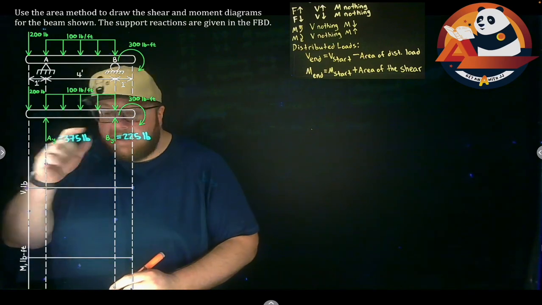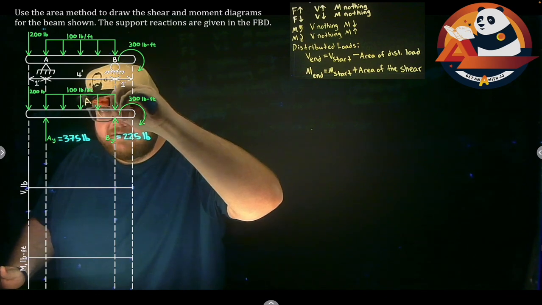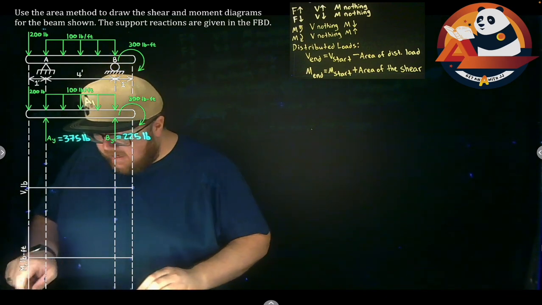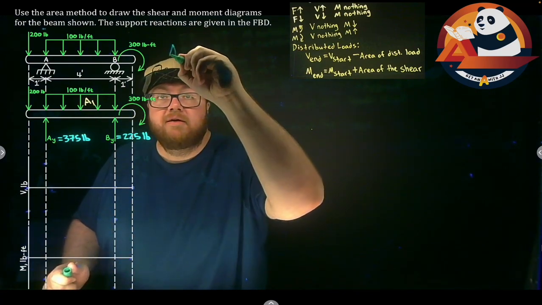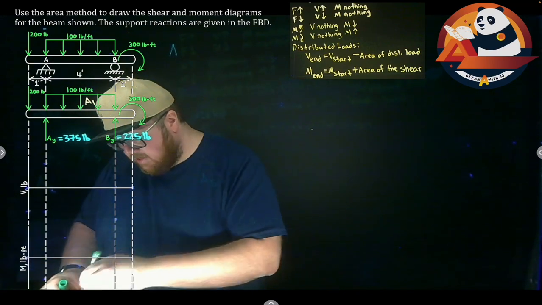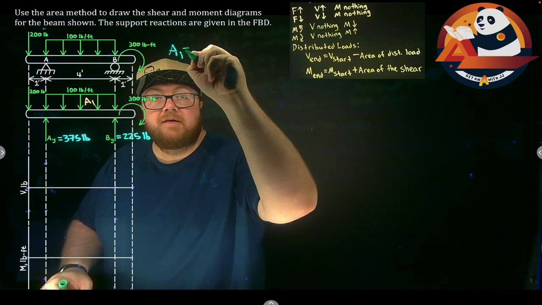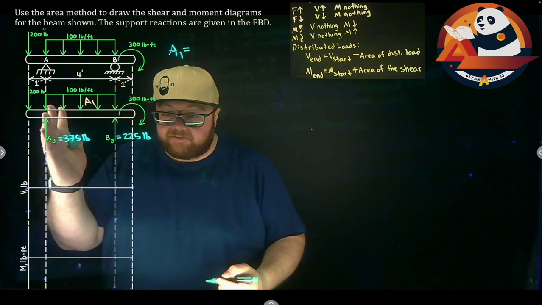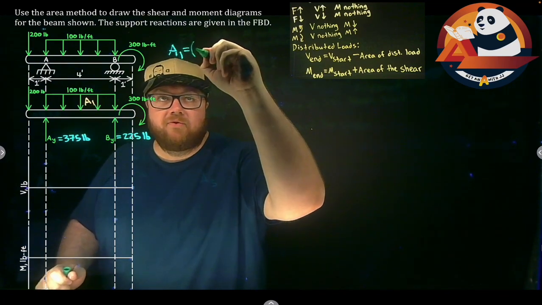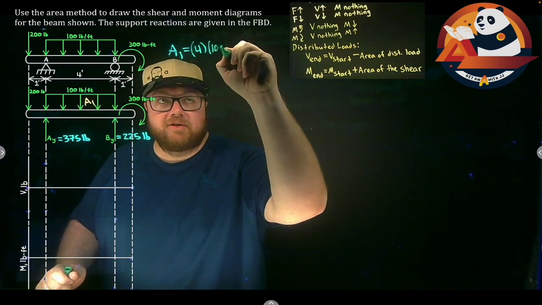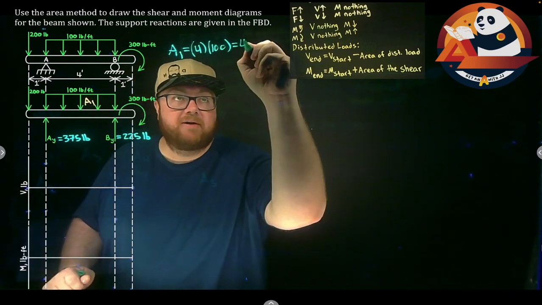But before we do this, let's actually find our area. We have one distributed load in here. Let's call that area 1. And we'll come off to the side and find area 1. Area 1 is a rectangle. The area of a rectangle is base times height. Our base is 4. The height is 100. 4 times 100 is going to get us 400 pounds.